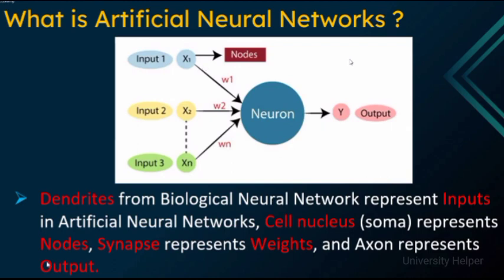Dendrites from the biological neuron represent the inputs in an artificial neural network. And the cell nucleus, the soma, represents the nodes combined together. And the synapse represents the weights. I have mentioned that for each input, there should be some weight. We can call it feature importance actually. These are the features, the inputs, and feature importance. W1, W2, W3 are the feature importance, representing the weights, and the axon represents the output.